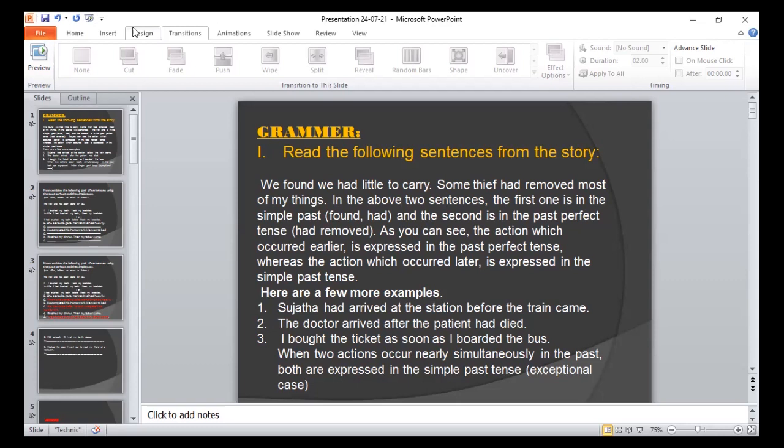Okay, next, see the third example. I bought the ticket as soon as I boarded the bus.